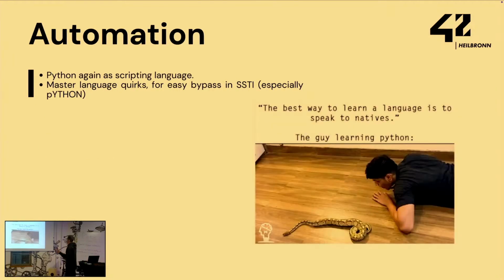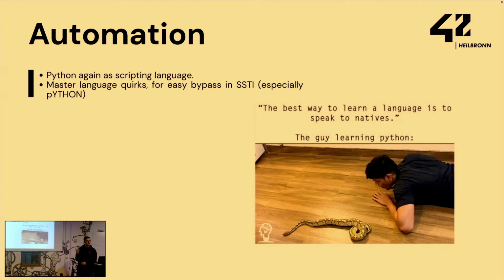If you want to learn the language, you have to learn it from the natives. So you have to go to Australia, find a Python there and ask it some questions and it will help you. So again, Python is a scripting language. You have to learn it first as a scripting language. And also, if you are trying to attack a website which is running on Python, you have to learn Python as a language on its own.